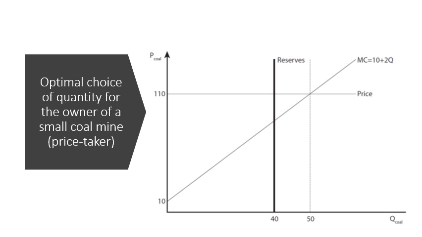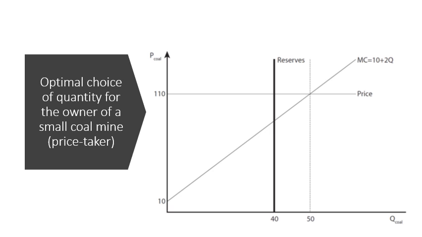All right, you should have taken a short quiz on optimal resource extraction for a coal miner in one period with a finite stock of the resource. Here's what it looks like in graph form. The optimal choice of quantity for the owner of the small coal mine, who's a price taker. They can't affect prices. They have no monopoly power.